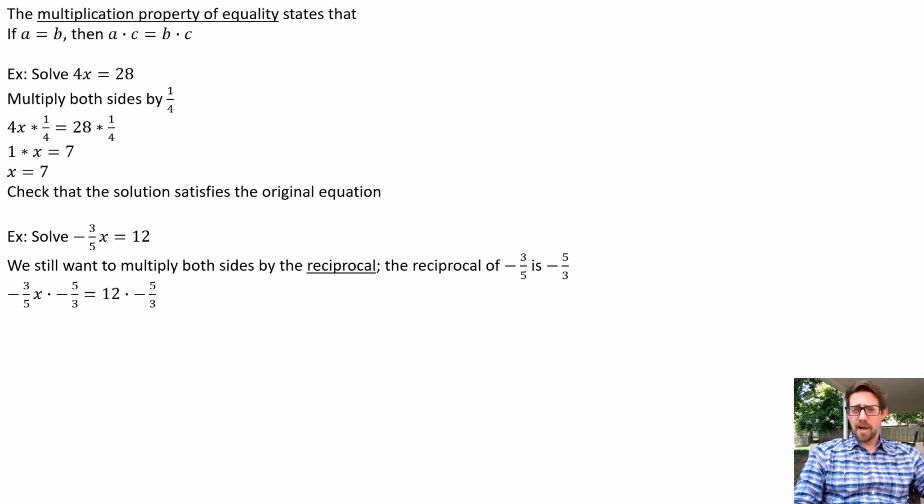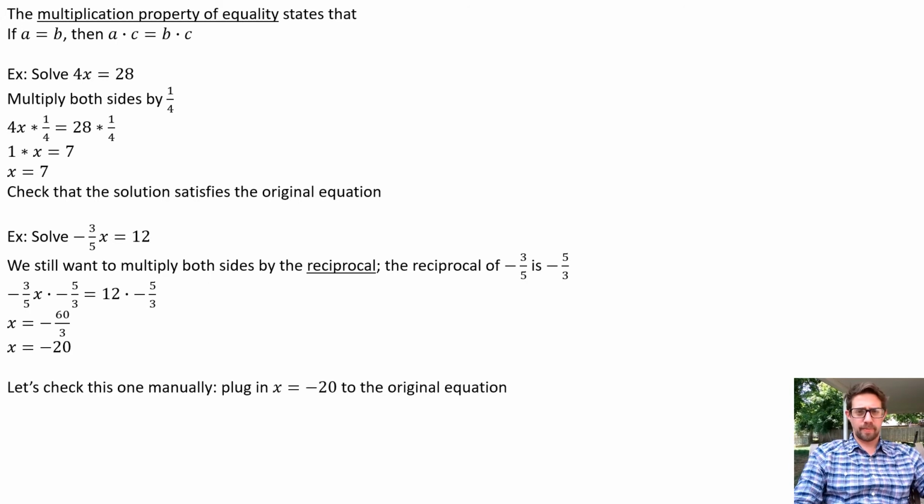So there you go. On the left side, we just have 1. And then on the right side, we have whatever we have. 12 times negative 5/3 is going to be negative 60/3, or you could just simplify it and do 4 times 5. Either way is negative 20. And then, yeah, let's actually check this one. So let's check that negative 3/5 times negative 20, in fact, equals 12.